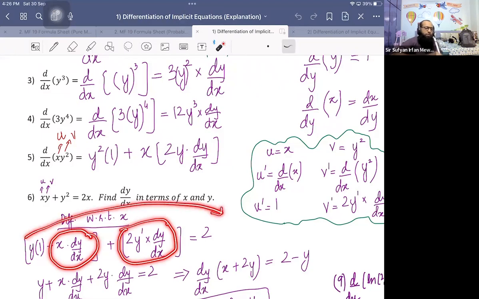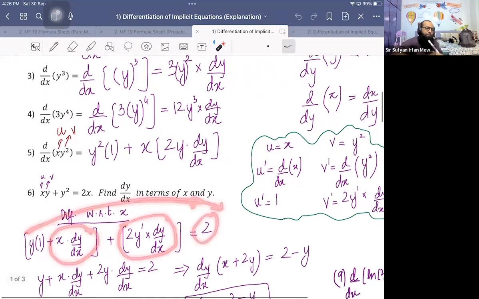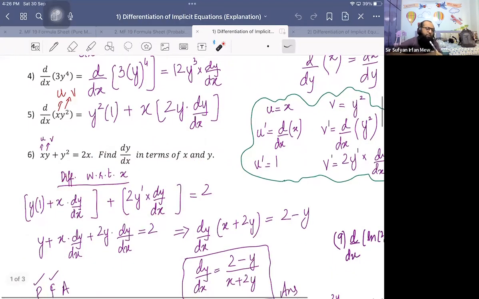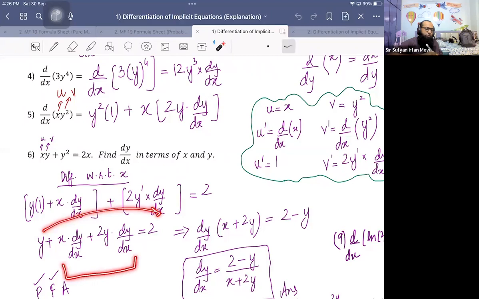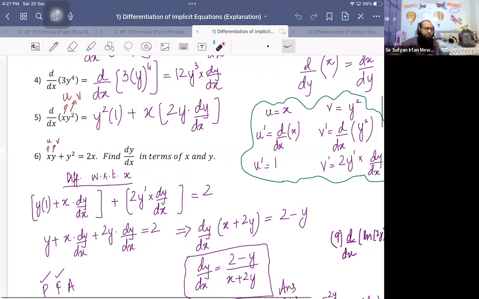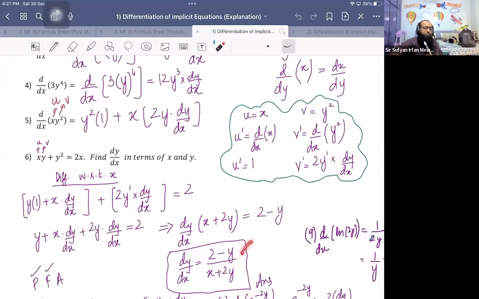So 2 was already there. If we take y to that side, then we see this is y plus x times dy by dx plus 2y dy by dx equals 2. Then we'll take y to that side. From here, we are going to take dy by dx as common, so it's x plus 2y. On the other side, y is shifted, so it's 2 minus y. Then if we make dy by dx the subject, we get 2 minus y upon x plus 2y. So ultimately, the dy by dx that we have got is 2 minus y upon x plus 2y.